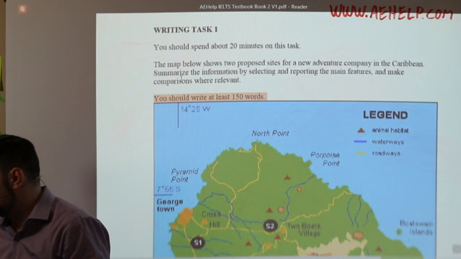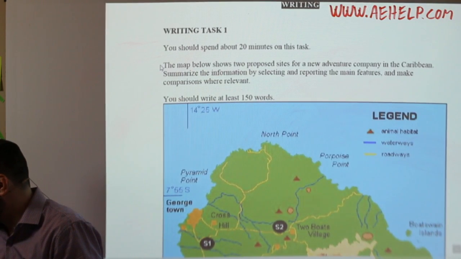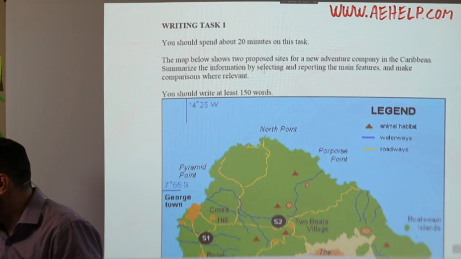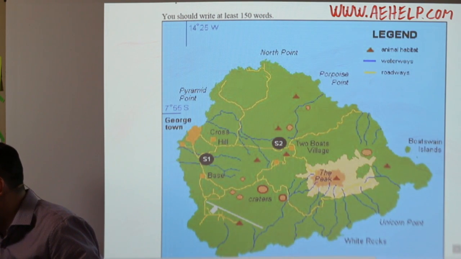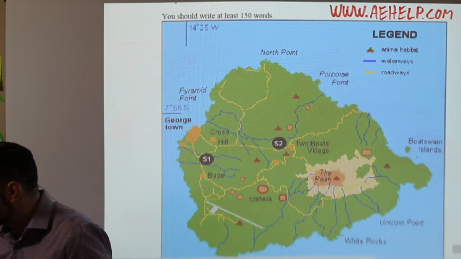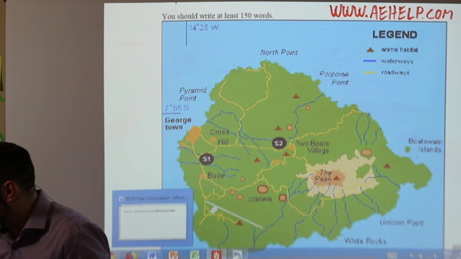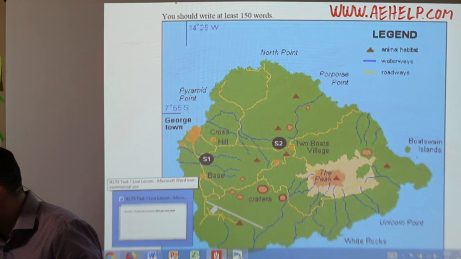So here the question says, the map below shows the 2 proposed sites for a new adventure company in the Caribbean. Okay, so let's write the overview. Can somebody give me the first sentence for the overview? Can anyone give me a suggestion for the first sentence of the overview?